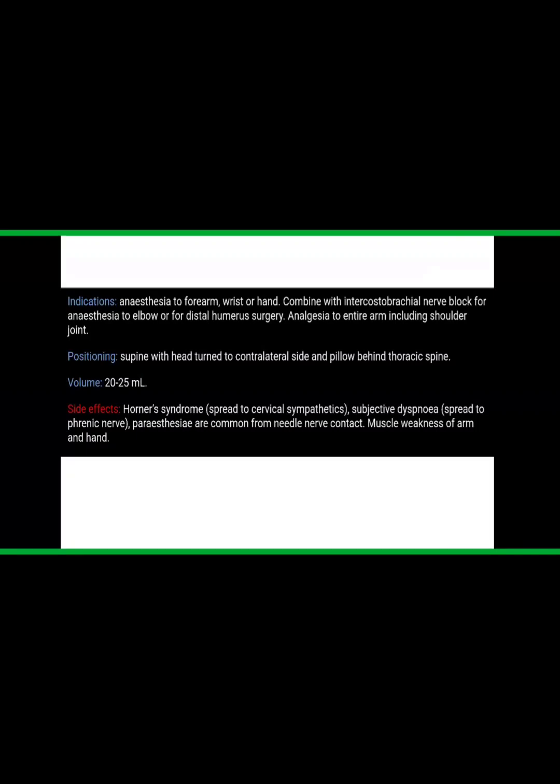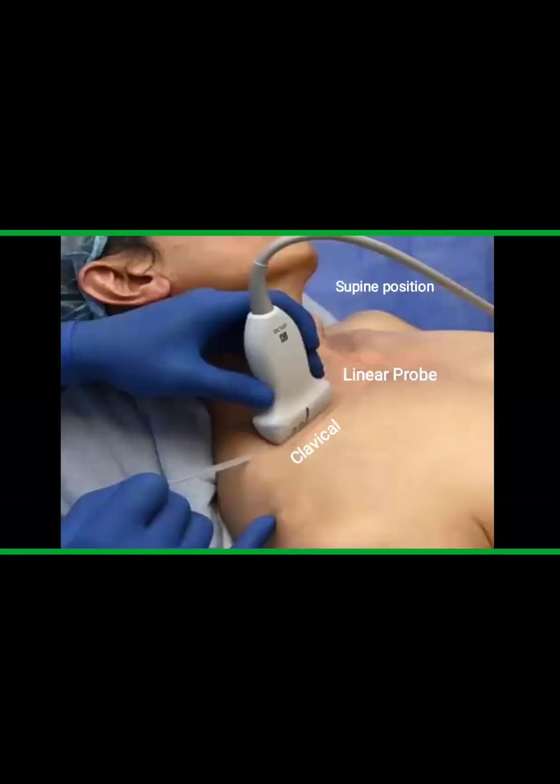Side effects include Horner syndrome because of the spread to the cervical sympathetics, dyspnea if the spread goes to the phrenic nerve, and paresthesias if there is needle nerve contact, and muscle weakness of arm and hand. This is very common after the block, once the patient recovers from the motor block.